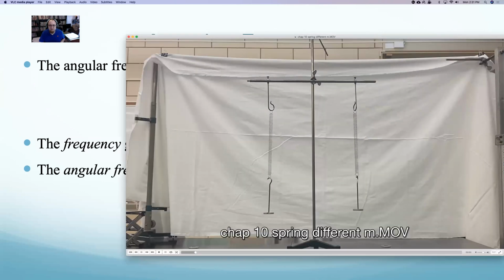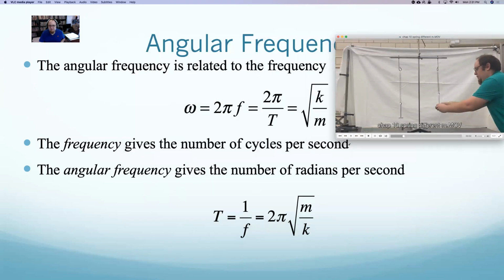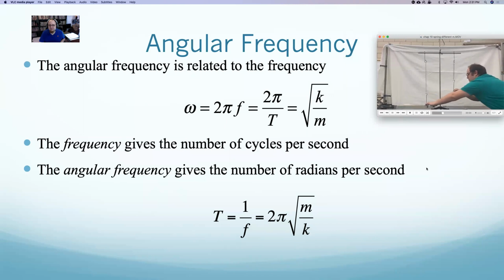If I instead take two springs, these springs both have the exact same spring constant. But what I did is I changed the mass on them. Now the one on the right has less mass. And if I set them oscillating, you can see these also don't have the same period. The one on the right is going faster. That's because mass and spring constant decide what the period is.